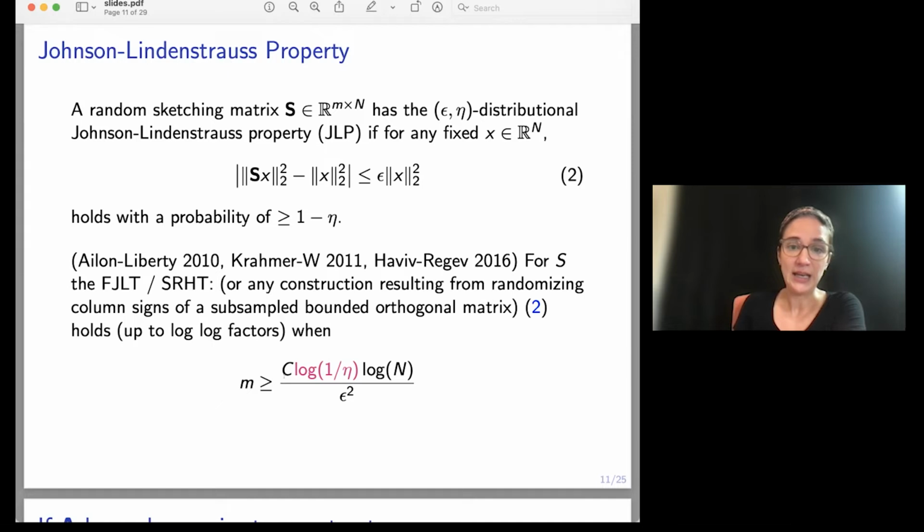But the general idea, at the end of the improvement by Hinrichs and Vybíral and Regev in 2016, is that up to log factors, the dependence of M is order log 1 over eta times log n over epsilon squared. I highlight the log 1 over eta dependence because this is the key parameter. We want this to be as small as possible. It's the key parameter when we start going to tensor structures and trying to control things.